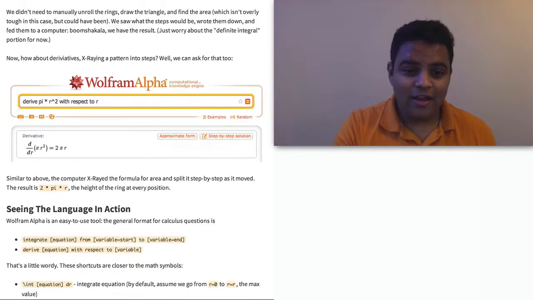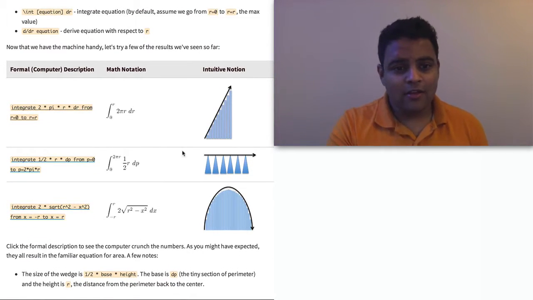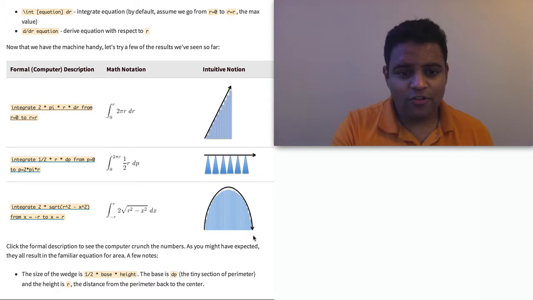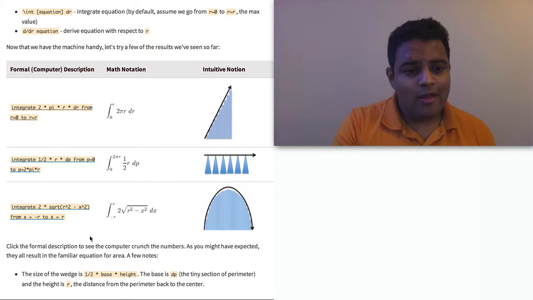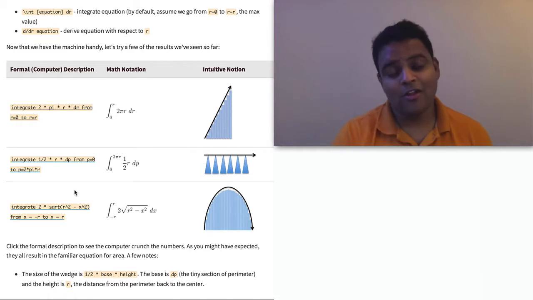Now, a little bit lower, we have some examples here where I've taken our visualizations, I've written them as symbols, but I've also written them in the format that Wolfram Alpha can take to compute it. So you can click on each of these links, and it'll take you to the Wolfram Alpha calculation to figure it out.